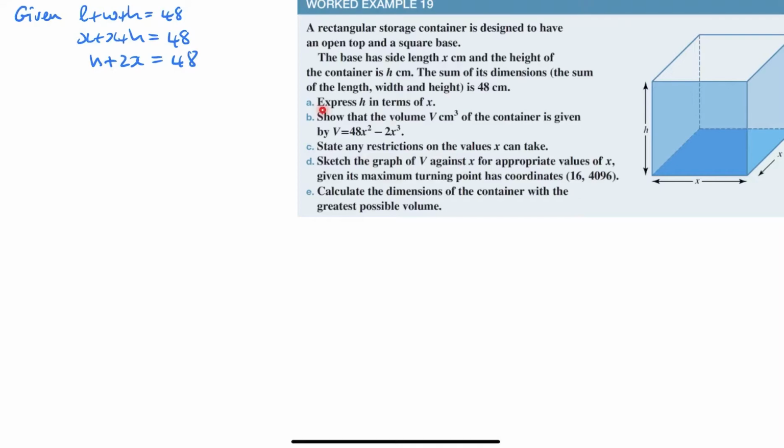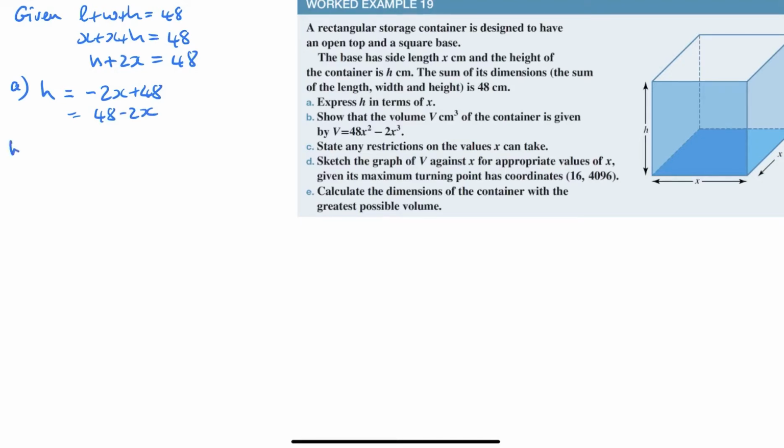Question A, they say, express H in terms of X. So it means that I have to say H equals something in terms of X. So make H the subject of my formula. I already have H plus 2X equals 48. Subtract 2X from both sides. So H will equal negative 2X plus 48. So that is question A. I've now said H equals minus 2X plus 48. Remember, that's the same as 48 take away 2X. Just want it to look a little bit neater.